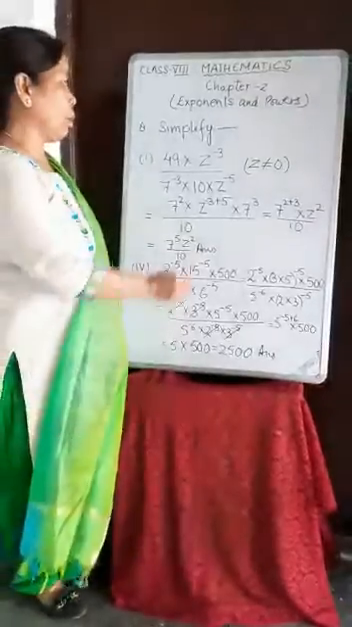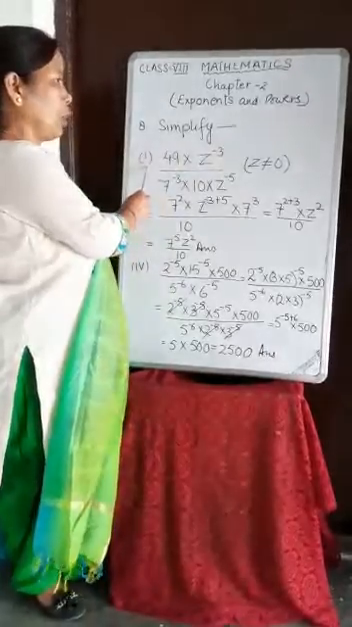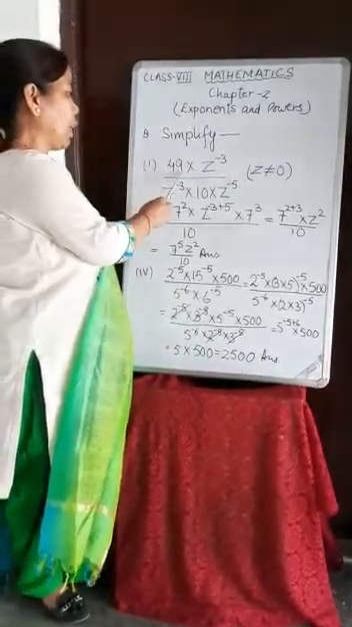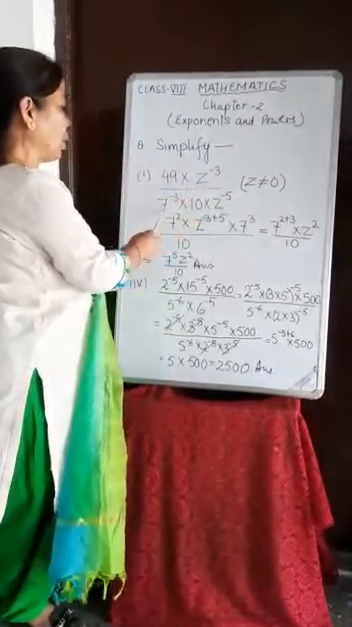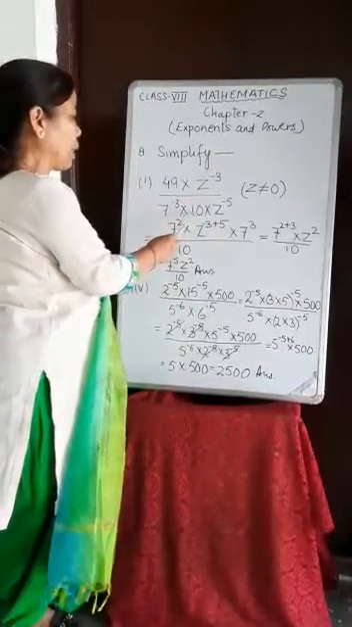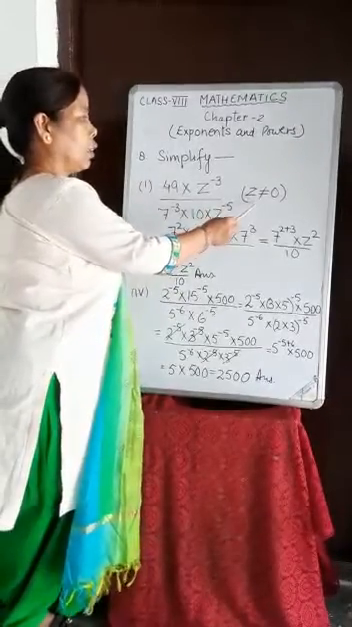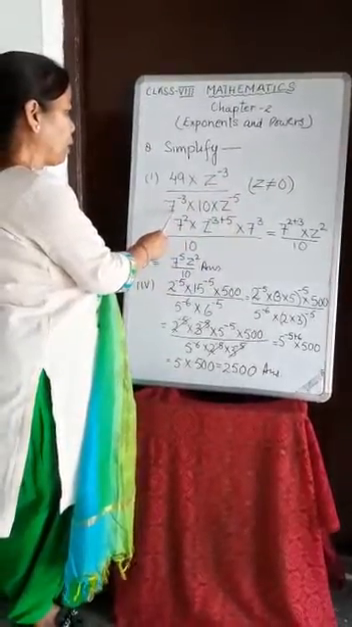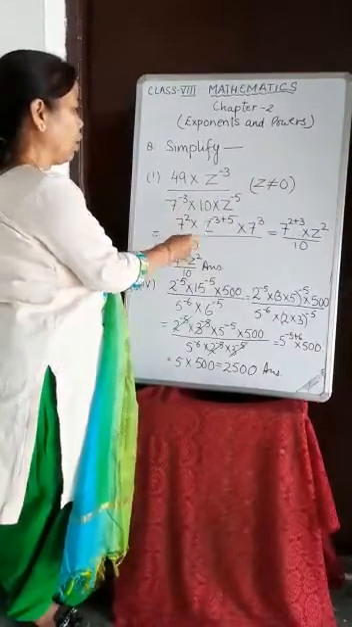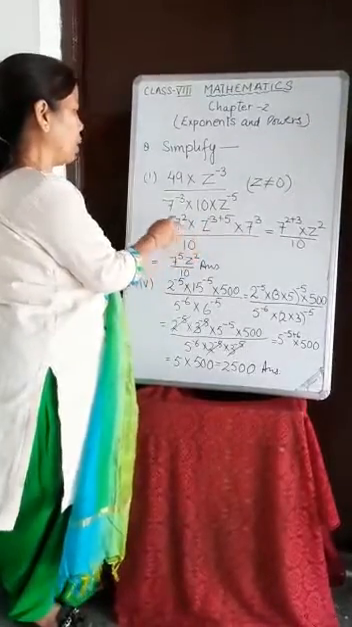Now see question number 8. Simplify. I have taken the first part of question number 8, that is 49 multiplied by z raised to the power minus 3 upon 7 to the power minus 3 multiplied by 10 multiplied by z to the power minus 5, where z is not equal to 0. Now we will take this 7 raised to the power minus 3 to the numerator and z to the power minus 5 also to the numerator.